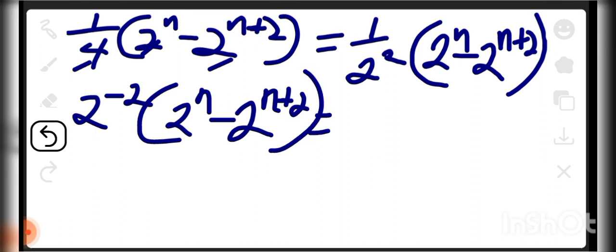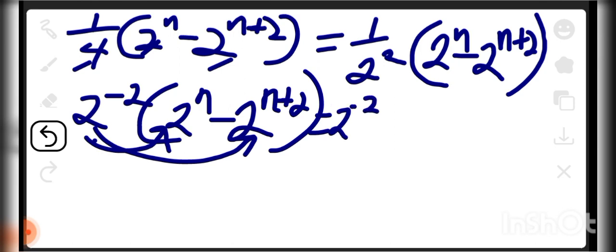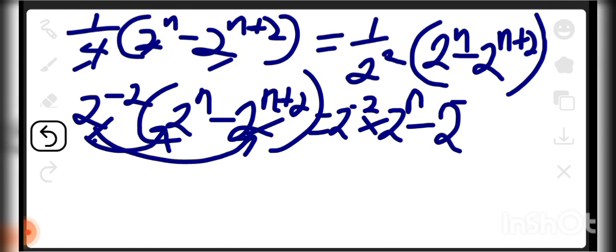So the next thing now, we use it to open the bracket. It will be 2 times this, then also 2 times this. So I'm going to have 2 raised to power minus 2 times 2 raised to power n, minus 2 raised to power minus 2 times 2 raised to power n plus 2. That's n plus 2.